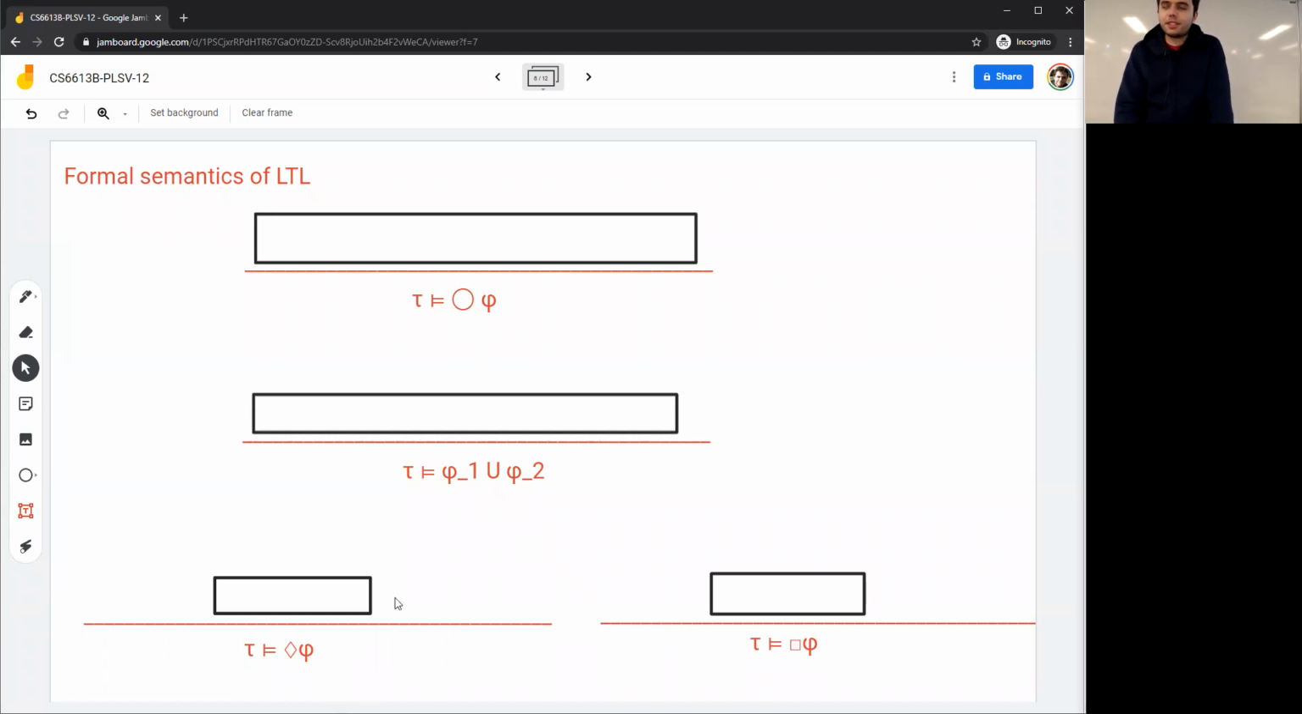But here's the interesting part. What happens with the temporal operators? When can I say that my trace tau satisfies next phi? What should I write as the precondition for this rule?